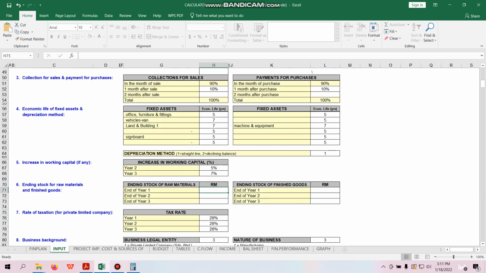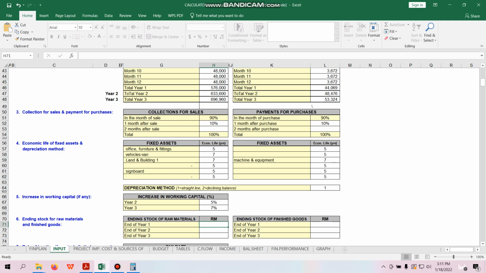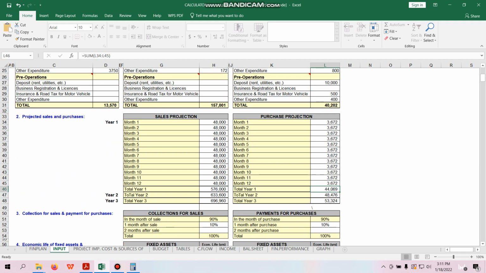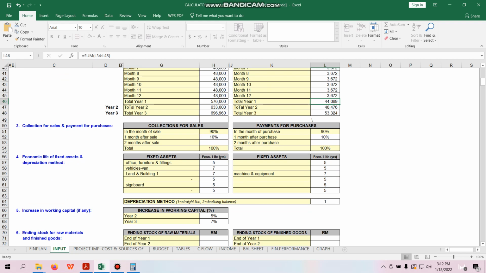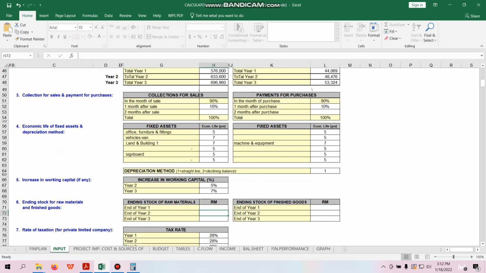So normally this ending stock for raw material is based on this value. For example, the end of purchase projection. You purchase 4,400. You made the purchase, but after the end of the year you realize that you have got about, let's say, 10,000 left. Meaning that another, let's say, 34,000 has been used, so the leftover 10,000 you can put in those numbers, and then you make some increment by, let's say, 5%, or decrease, what you call increment by 2%, or whatever numbers that you think reasonable.